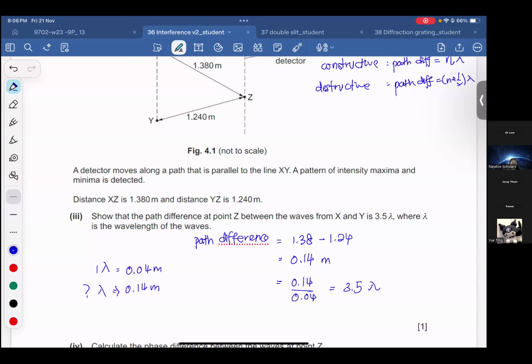Fatima, okay. How about the others? Path difference, find their difference. In terms of wavelength, so we divide by the wavelength. So I know that it actually travels an extra 3.5 wavelength.